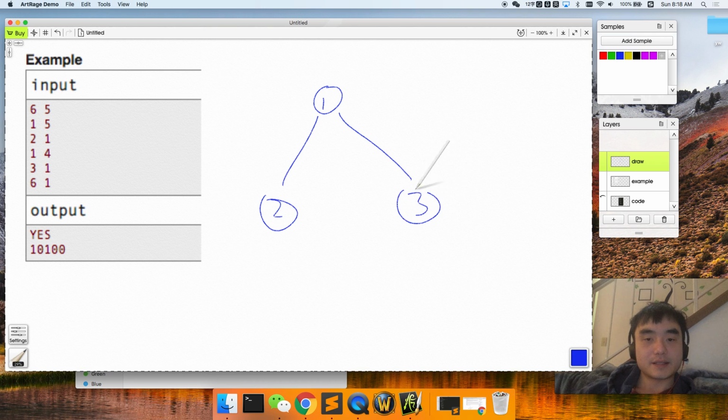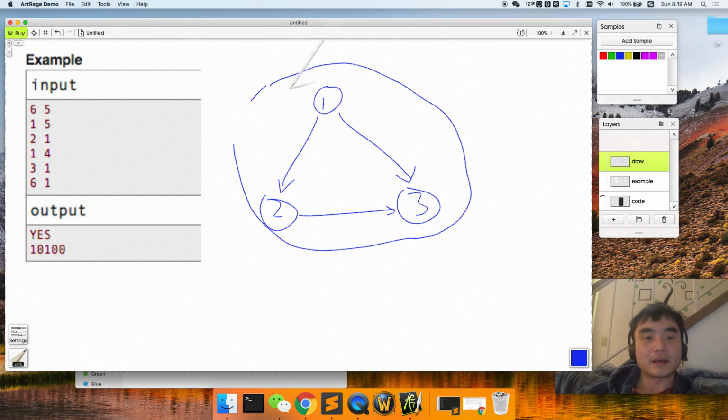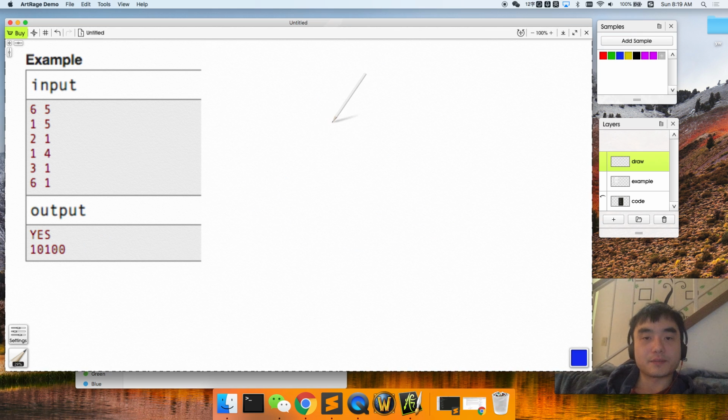Let's take an example like this guy. For this guy, no matter how we arrange the edges here, we always get a path greater than 1, right? For example, this path is greater than 1. And if we reverse it, this path is greater than 1. So for this graph, you cannot find the output. So you just need to output a no here, right? So how do we solve this problem? Let's take another example.